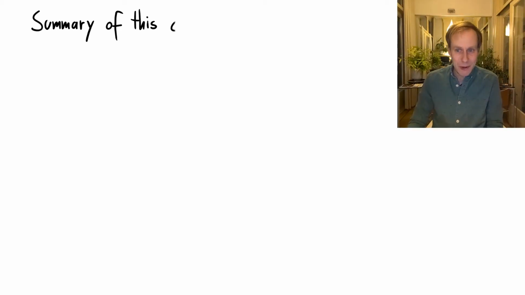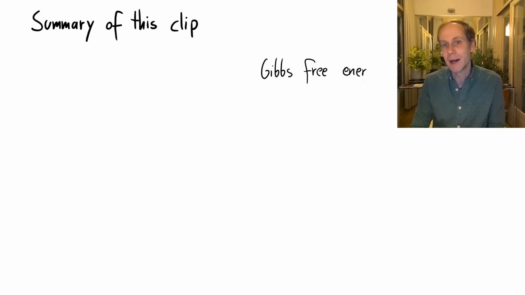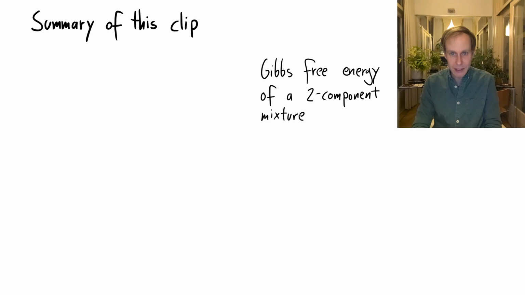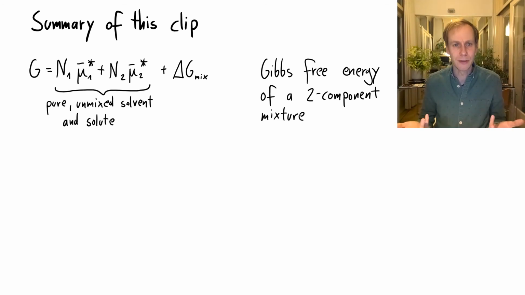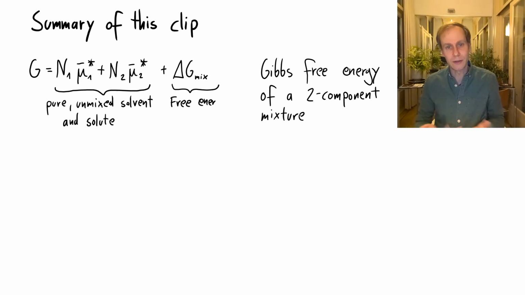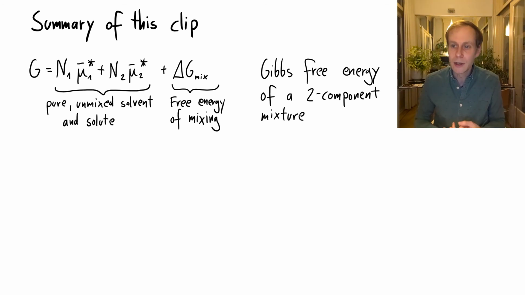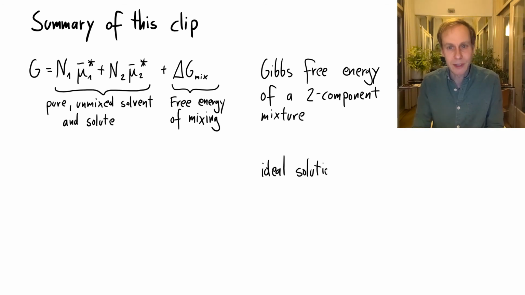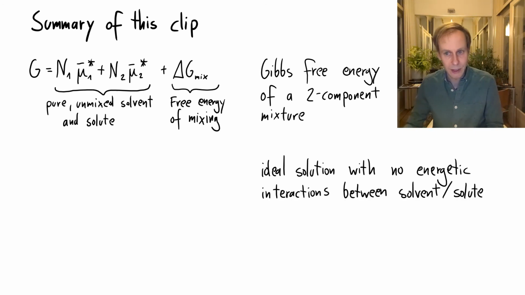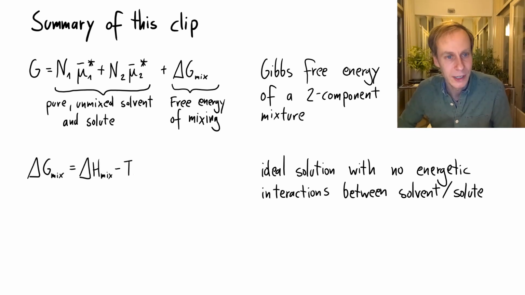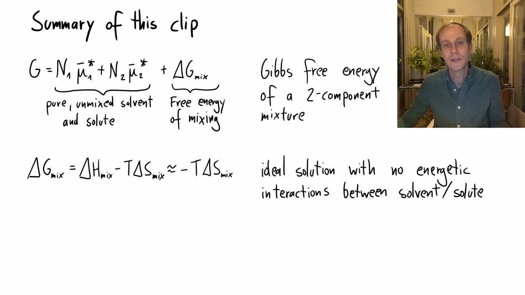That brings me to the summary of this knowledge clip, which is first we found an expression that gives us the Gibbs free energy of a two-component mixture. That expression was the following. It is written here, where there are first two terms which correspond to the pure unmixed solvent and solutes, and the second terms are the free energy of mixing. We found that in an ideal solution there are no energetic interactions between solvent and solute molecules. That allowed us to obtain an expression for the free energy of mixing that solely depends on the entropy of mixing.